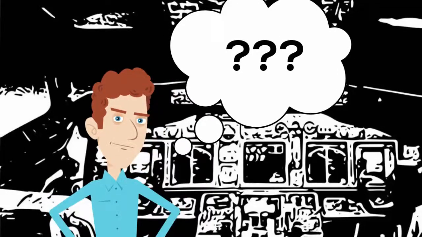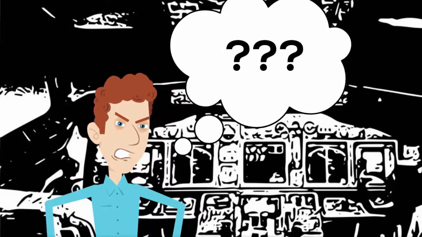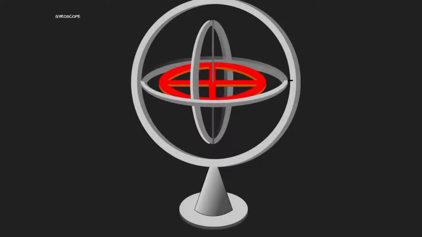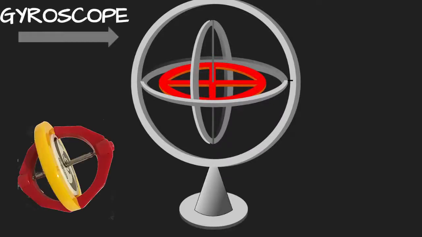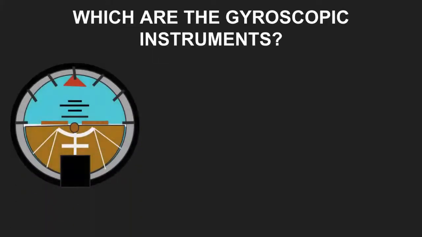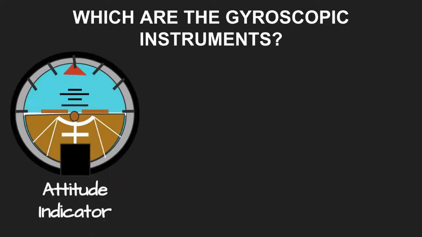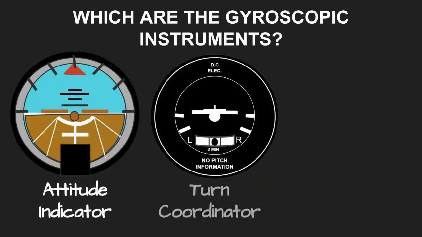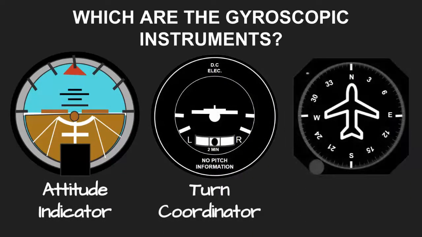In order to control the aircraft, the pilot uses gyroscopic instruments. Let's explain. Any spinning object displays gyroscopic properties. A gyroscope is a high-density, weighted disc that rotates at high speed with low friction. The gyroscopic instruments include the attitude indicator, the turn coordinator, and the heading indicator.